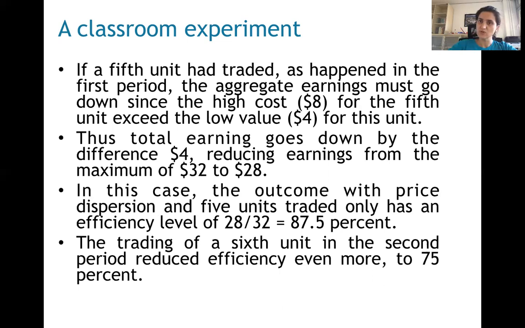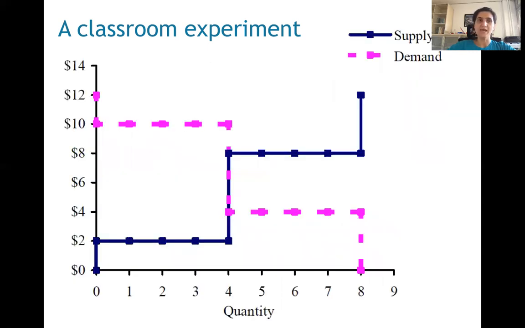Then in order to find the efficiency, you are going to divide 28 by 32. In that case, 87.5% would be the efficiency. The trading of a sixth unit in the second period reduced the efficiency even more, to 75%. Actually, this is what I was telling you, and this is our prediction, right?